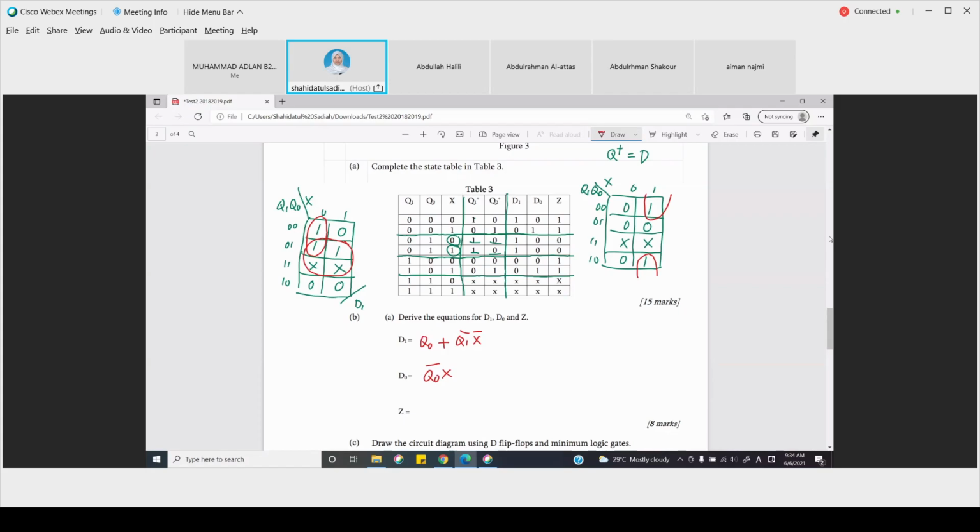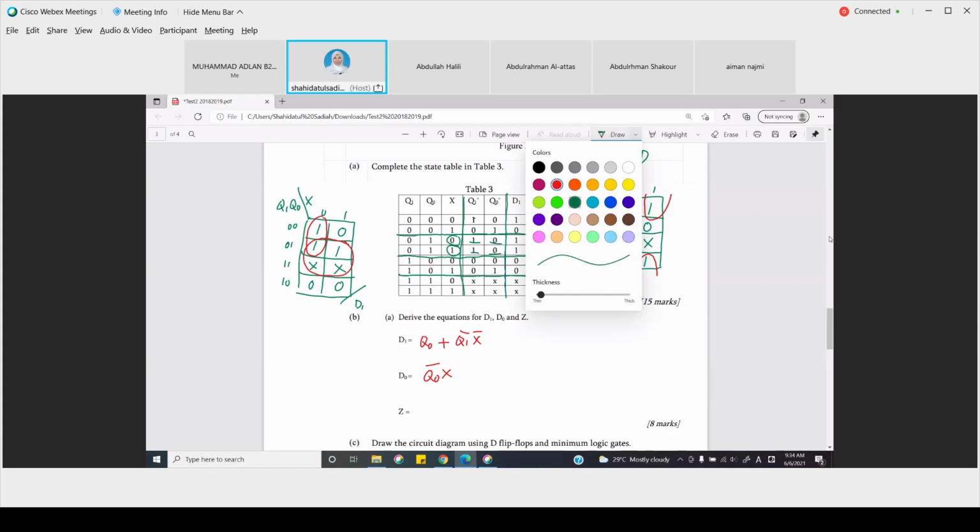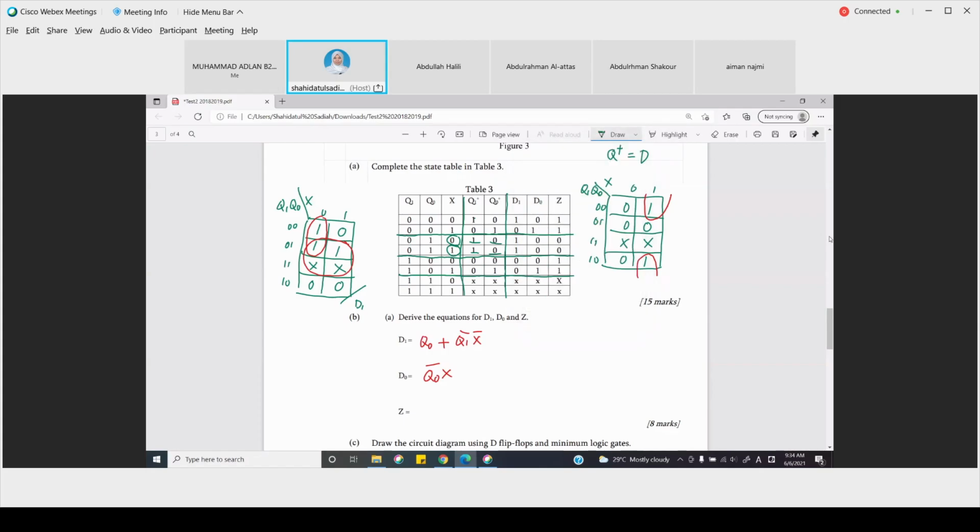And then Z. The domain is only the present state Q1, Q0. This is for Z, and it's 1, 0, 1, X. The group is there. So Z is Q0 bar.